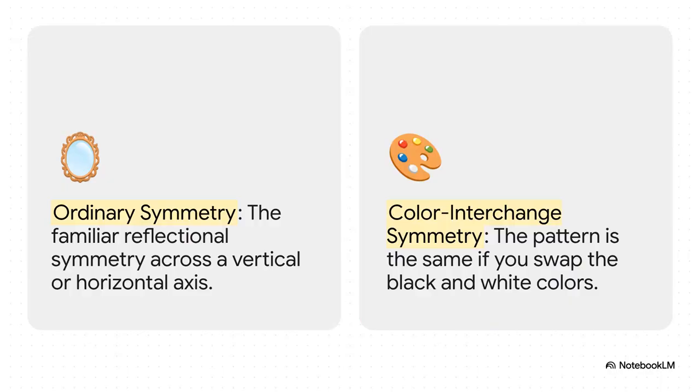The theorem guarantees you'll get one of 2 types. First, there's what you'd call ordinary symmetry. This is the one you already know, right? Like if you could fold it down the middle, either vertically or horizontally, and it's a perfect mirror image. The second kind is a bit sneakier. It's called color interchange symmetry. That means the pattern stays exactly the same if you just swap the 2 colors. So if you flipped all the black tiles to cyan and all the cyan to black, you'd get the same design back. The structure is so strong, one of these 2 things has to be true.